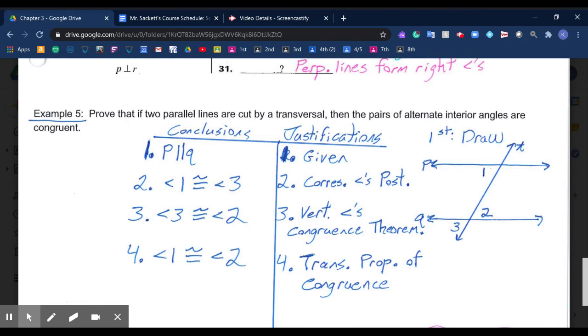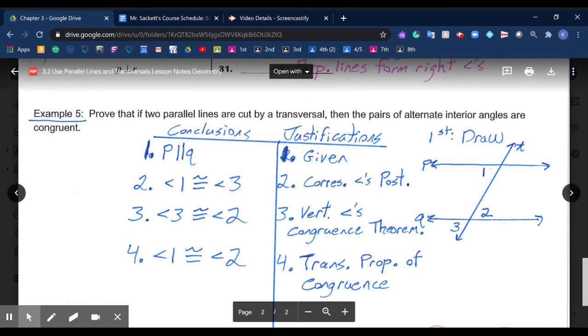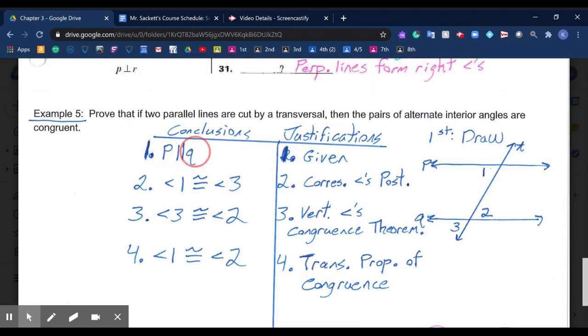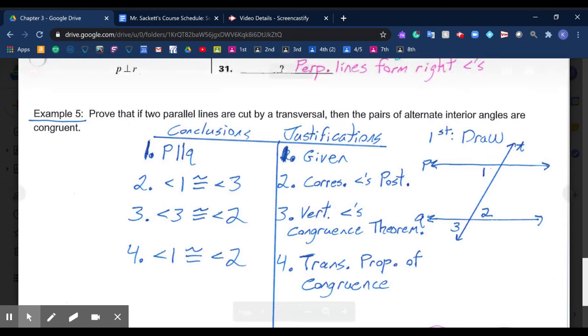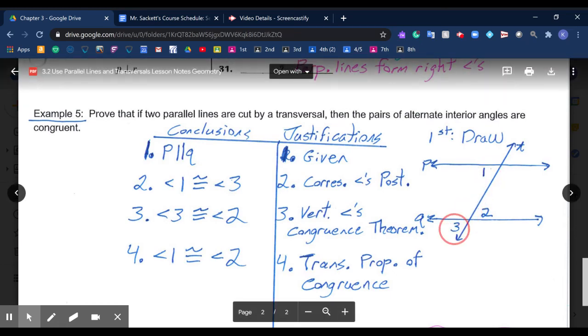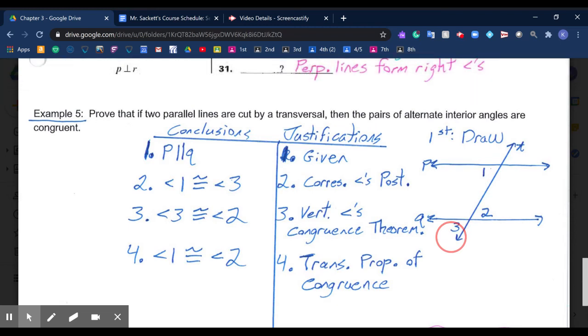Well, what was given is that I'm dealing with two parallel lines, so I can be given that line P and Q are parallel. Then I use angle 1 and angle 3 if I know P and Q are parallel cut by a transversal. 1 and 3 are corresponding angles. So by the corresponding angle postulate, I can state the conclusion that angle 1 is congruent to angle 3.